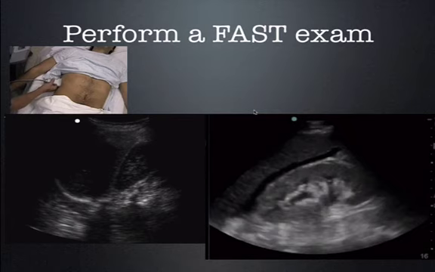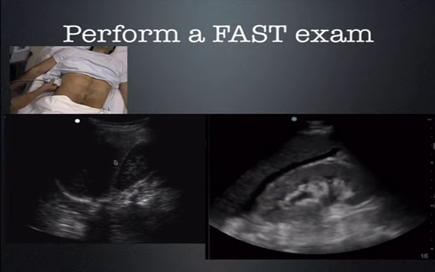Now, what I'm getting at here is to perform a FAST exam. Now, a detailed discussion on FAST exam is beyond the scope of this talk, but I'll just review it quickly. This FAST exam starts with the ultrasound probe placed in a sagittal position in the right flank, and you'll get a view of Morrison's pouch as well as the space above the diaphragm, and you're looking for a black stripe either in Morrison's pouch off the inferior pole of the kidney or just above the diaphragm.